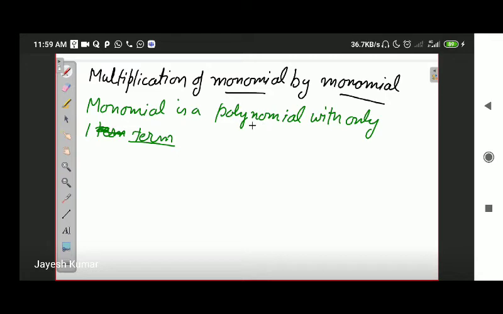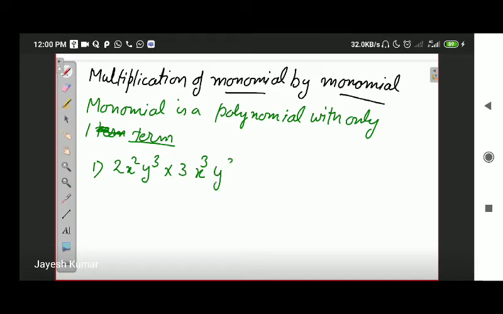Let us take some examples. I am taking the examples from your books itself. This is example number 1 on page number 91. We have to multiply 2x square y cube into 3x cube y to the power 5.